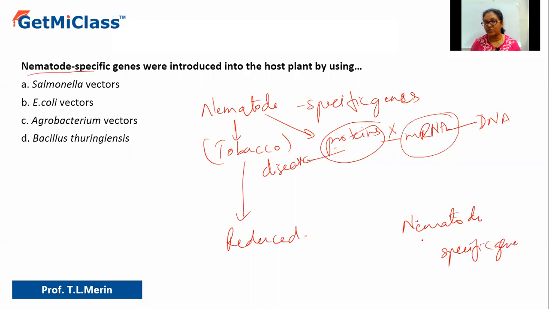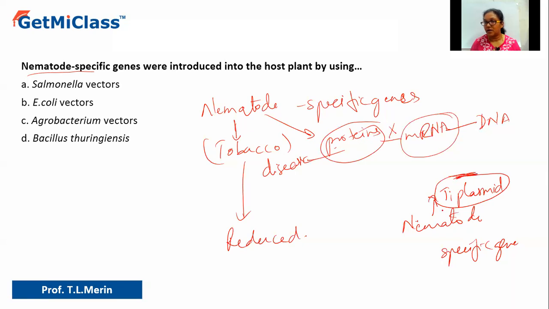and we are introducing it into the vector. Which vector? The Ti vector or Ti plasmid. And Ti plasmid belongs to what? Agrobacterium tumefaciens. And of course, it's a DNA vector, because all vectors are DNA vectors.